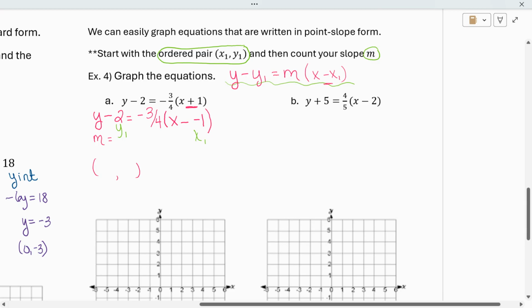Do you guys see that? If you don't turn it into that whole minus a negative, you might not see that it's actually a negative number when you leave it as a plus. So what is my ordered pair? What is the x sub 1, y sub 1 term? What's the ordered pair? It's -1, -2. Negative 1, negative 2. What is my slope?